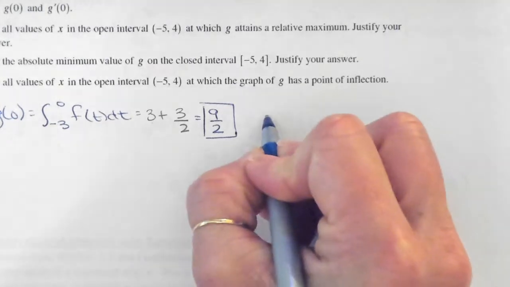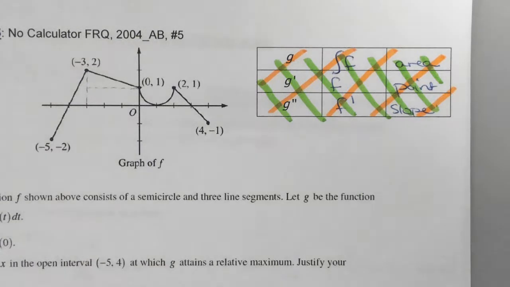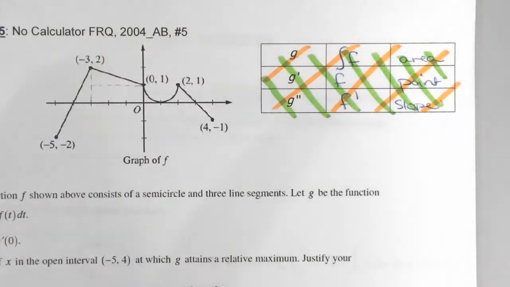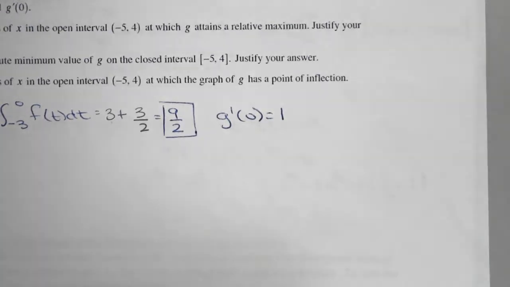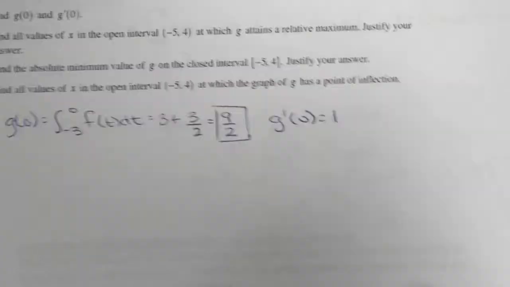Okay, and then they ask us for g prime of 0. So when I go back to this table, g prime, what do I do? It's going to be the point. So what am I looking at on the graph to find g prime of 0? F of 0, which is what? 1. You're done. Okay, now that table will not be given to you. We gave it to you in your notes. You need to remember that. It's there for you to help you interpret all this information.